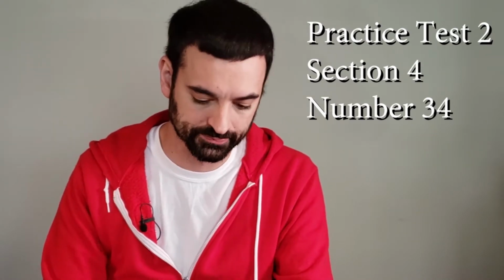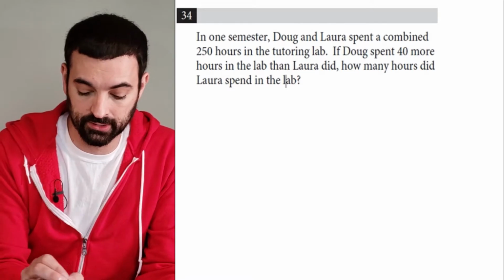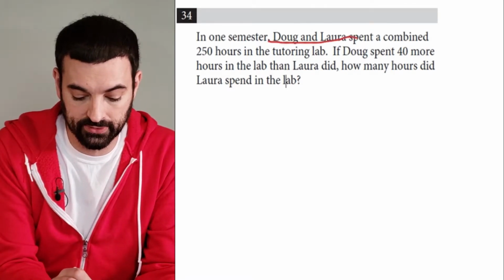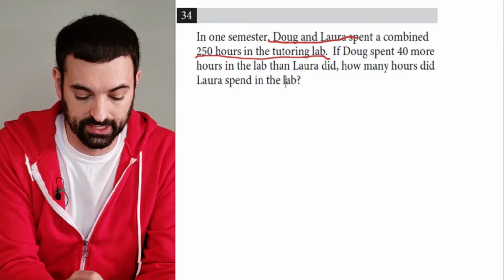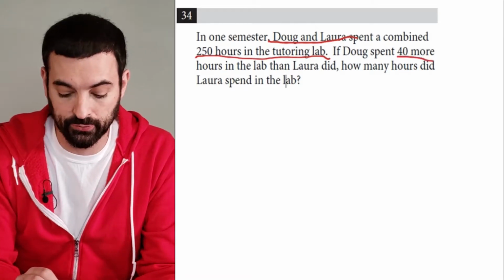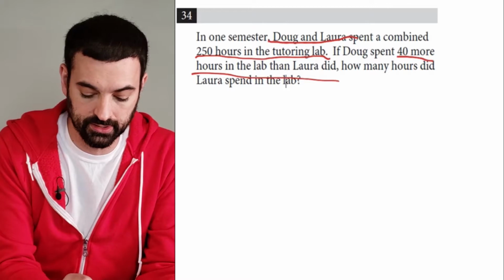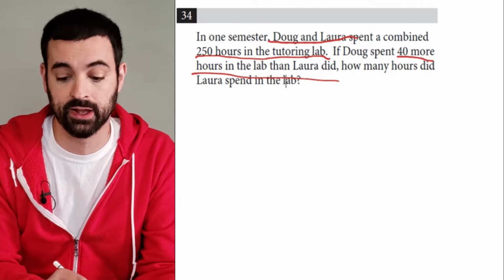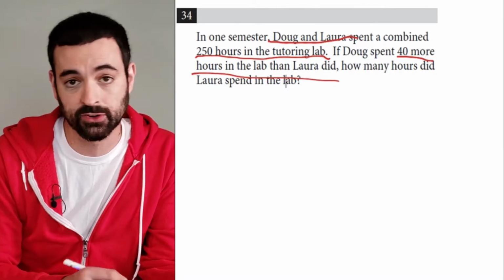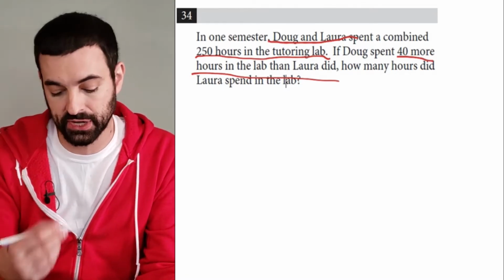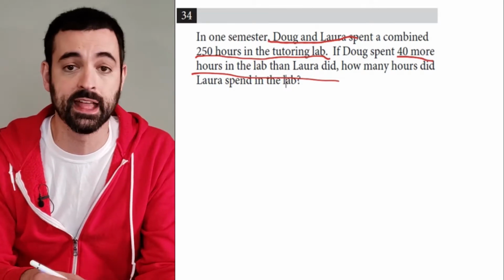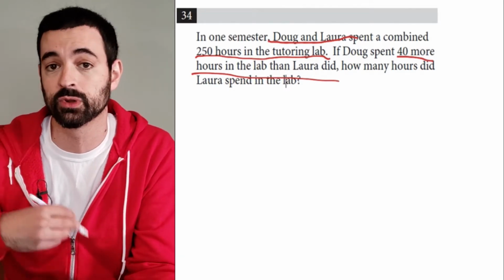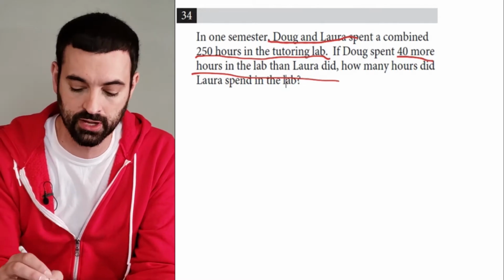Let's do another one. This is Test 2, Section 4, number 34. Doug and Laura spent a combined 250 hours in the tutoring lab. Doug spent 40 more hours than Laura did. How many hours did Laura spend in the lab? All right, so here we don't have money and quantity to deal with, but we do have Doug and Laura as a total, and then the amount of time that Doug spent in relation to Laura. So this is going to make substitution really easy.